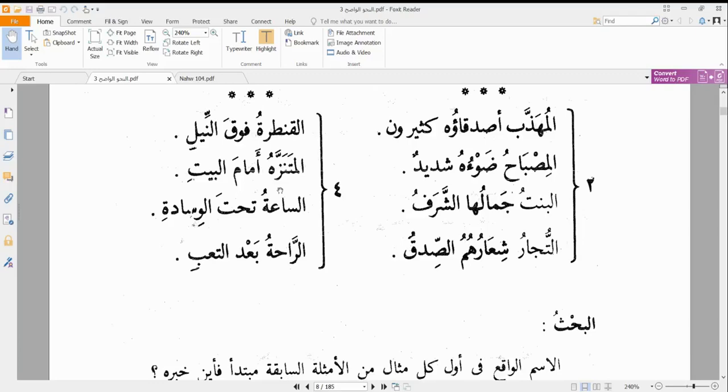الساعة تحت الوسادة. The clock, or perhaps the wristwatch, the timepiece, تحت الوسادة is under the pillow. So تحت is the خبر in this case. And finally we have الراحة بعد التعب. Rest is after tiredness. So الراحة is the مبتدأ and بعد is the خبر. So remember that our ظروف, they are ism, and our خبر would be the ظرف. So for شبه جملة, when we have a ظرف, our خبر is the ظرف.